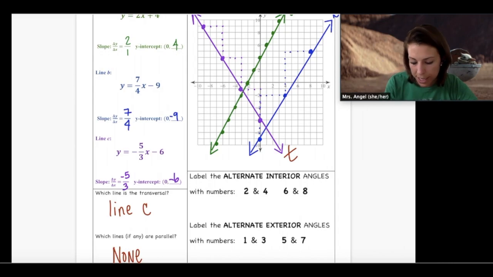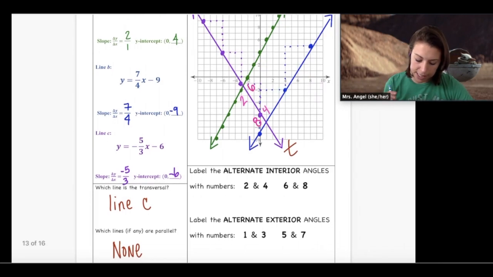And I'm just going to place 2 somewhere. Let's see. I'm going to place 2 right there. That looks like a good spot for angle 2. Angle 4 would be right there. And then the next ones are angles 6 and 8. So I'll go ahead and put 6 right there and 8 right there. So we now have our alternate interior angles labeled.